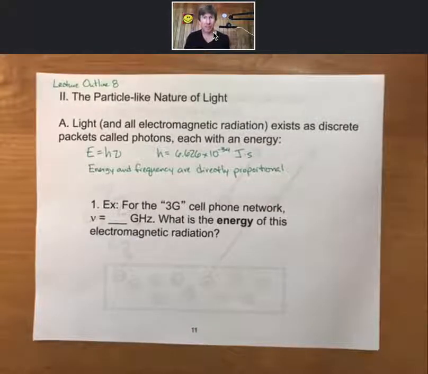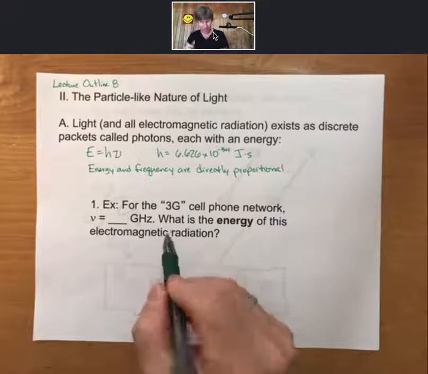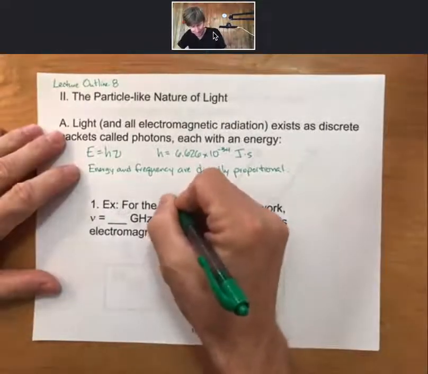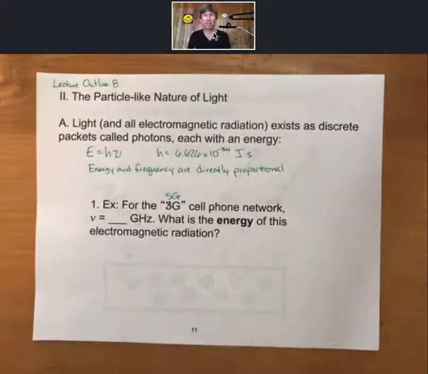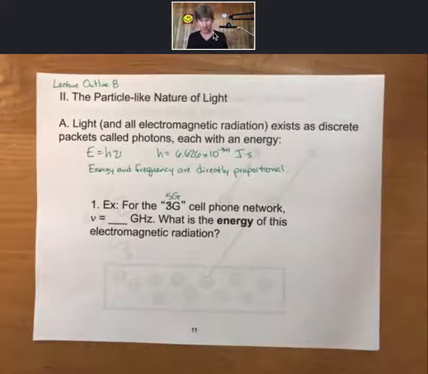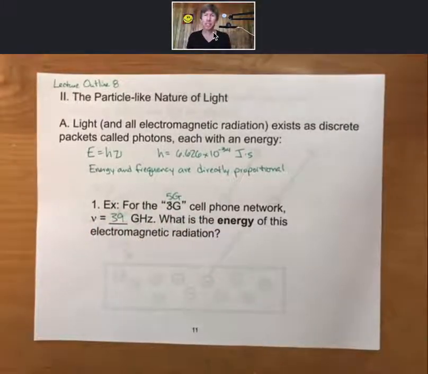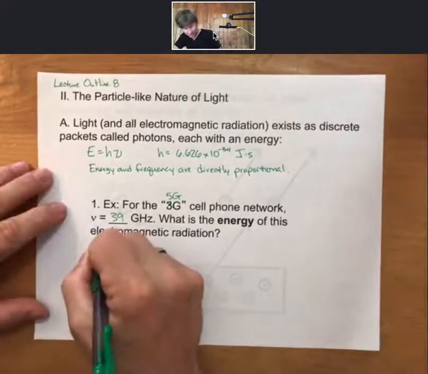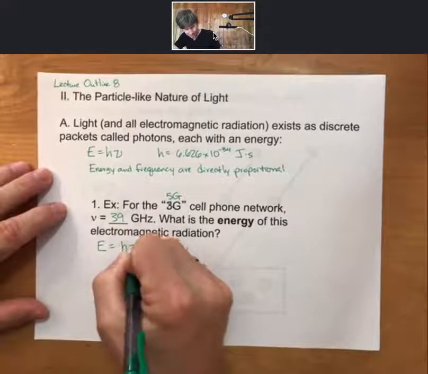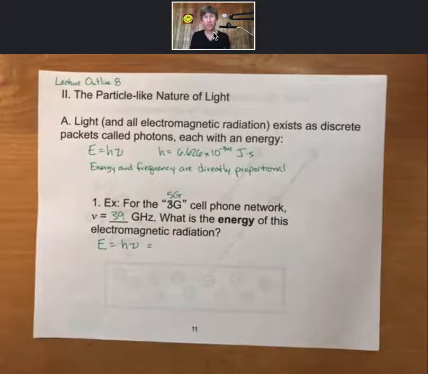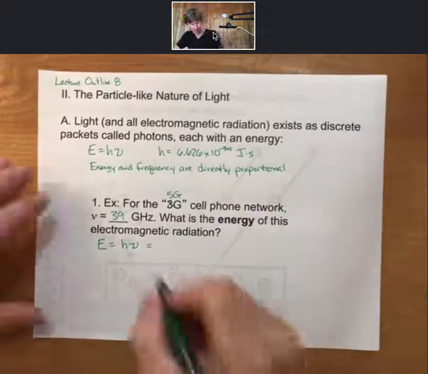As an example of a calculation you could be asked to do, say, on the homework or an exam, for the 5G cell phone network, this used to be 3G way back in the day, now it's 5G, frequency equals 39 gigahertz. So we'll do it for the same frequency that we did in the previous video. What is the energy of this electromagnetic radiation? We have our equation for energy. We have Planck's constant.